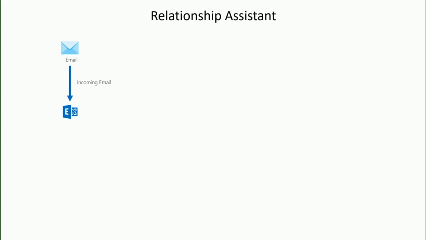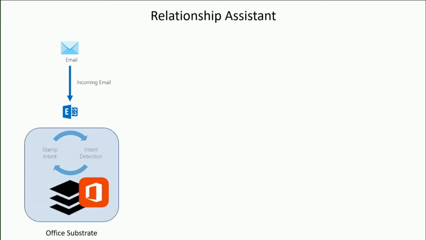Let's do a quick deep dive into some of these scenarios. One of the key things that we have been doing is on the relationship assistant. One way to get that is we are working with the Office team. You may have heard this term, Office Substrate. Think of it as an infrastructure platform that Office provides us. Whenever an incoming email comes, they do email text analytics on the body of the email and find the intent. So they detect an intent, let's say whether a lead or an opportunity. They stamp the intent on the email in extended properties or custom properties.